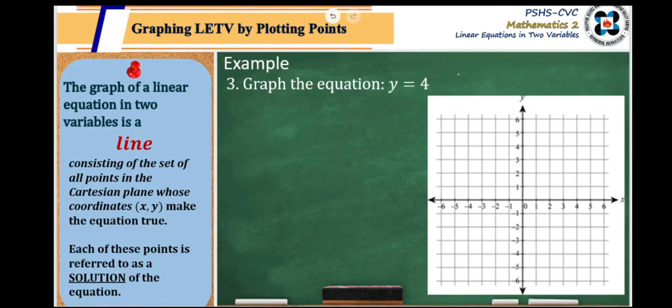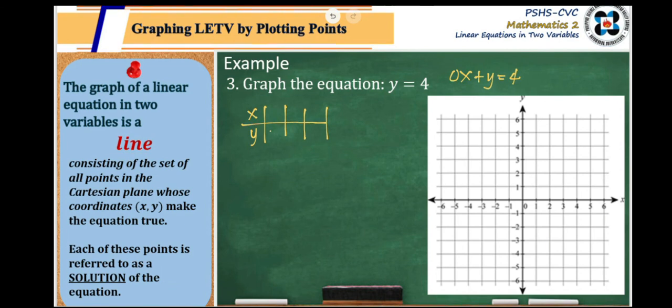Okay, so how about if there's a missing variable in the equation? For example, let's try to graph the equation y equals 4. The equation y equals 4 can be written in the form 0x plus y equals 4. Now for this equation, for any value of x chosen, the y value will always be equal to 4. Thus, to graph this line, we can use any ordered pair with a y coordinate 4. So if we're going to make use of a table, for every value of x chosen, the corresponding value for y will always be equal to 4.